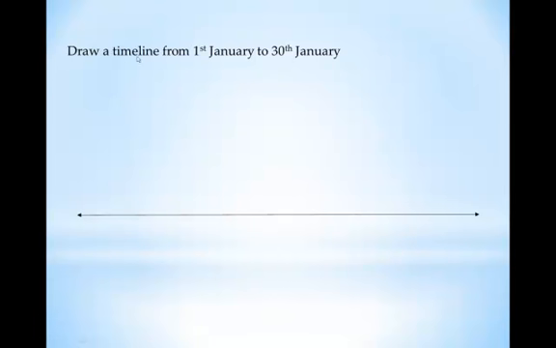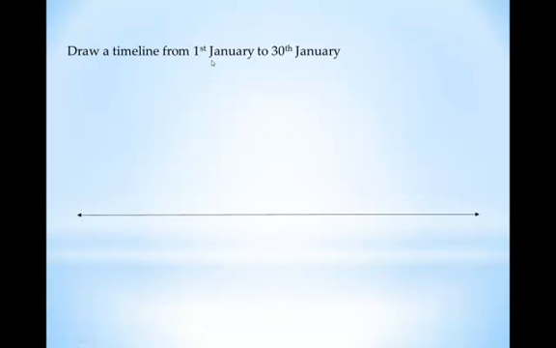Now, this is asking to draw a timeline from the 1st of January to the 30th of January. So this time we don't have dividers on there, so you need to work out how to put the equal divisions on there. The way that you're going to do it is you're going to take your ruler and measure the length of your arrow. So I think it's going to be about 15 centimetres on your sheet.